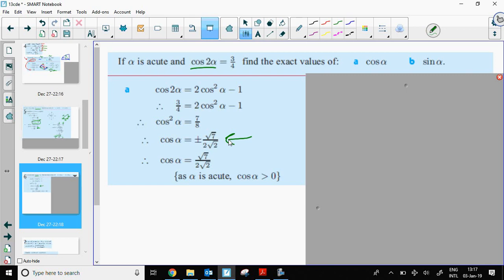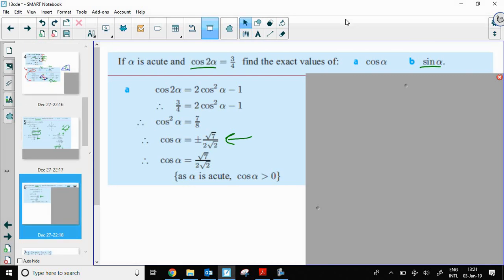So now, how do we know whether it's plus or minus that? Well, we're told that alpha is acute, and if alpha is acute, then we're either going to be in the first or the fourth quadrant. So either way, our cosine value is going to be positive.